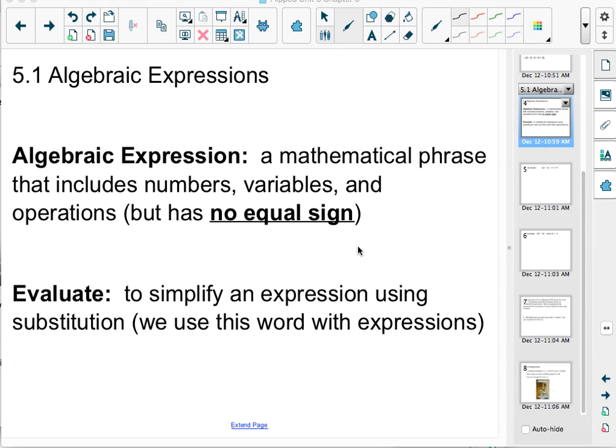As soon as we add an equal sign into an expression, it becomes an equation, which is something that we're going to learn about in Chapter 6. The next word is evaluate. Evaluate is a word that's used a lot in math. For us in this chapter, we're going to use it as to simplify an expression using substitution. And we only use this word with expressions, not equations. We solve equations, we evaluate expressions.